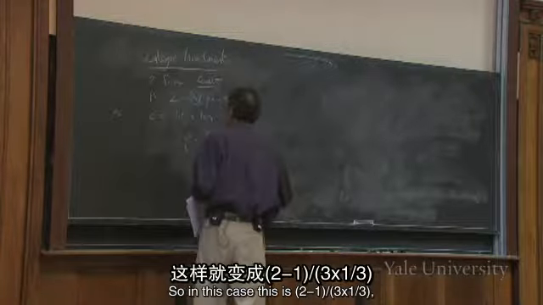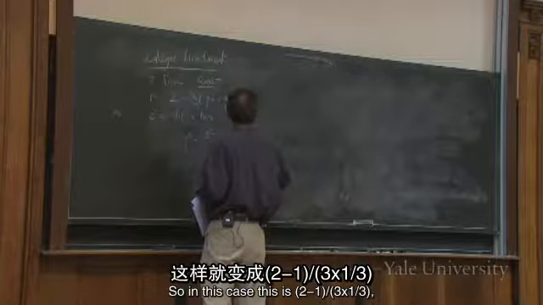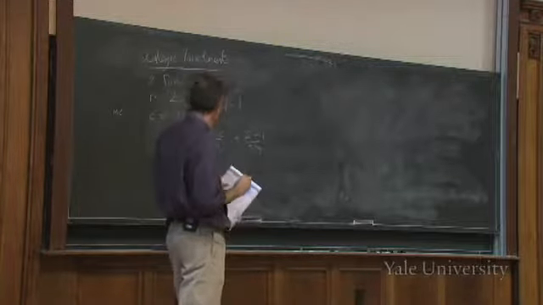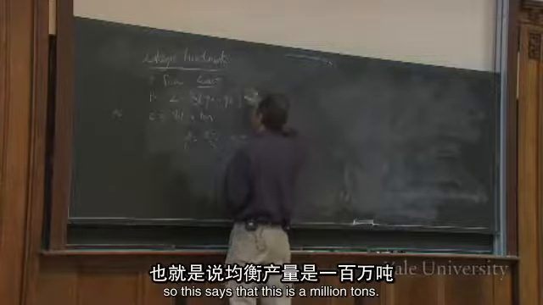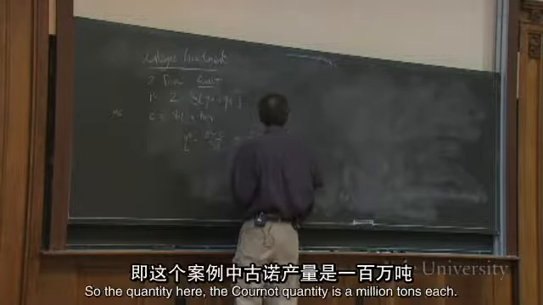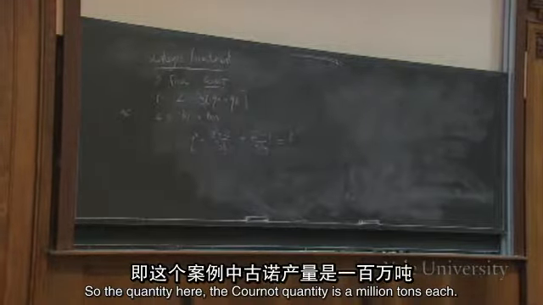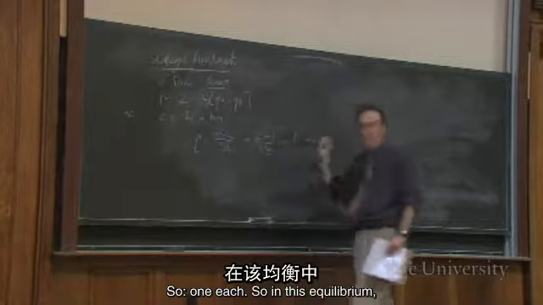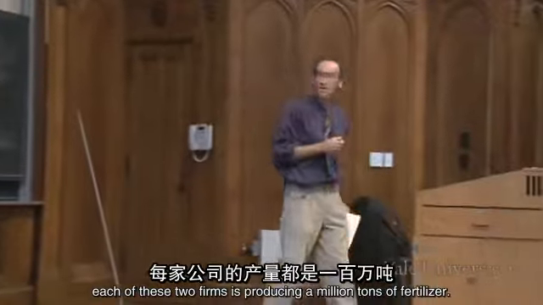So let's just put that down. In this case, this is (2 minus 1) over 3 times 1/3. Right? So this says that the quantity is 1, and this is in million tons, so the Cournot quantity is 1 million tons each. So in this equilibrium, each of these two firms is producing 1 million tons of fertilizer.